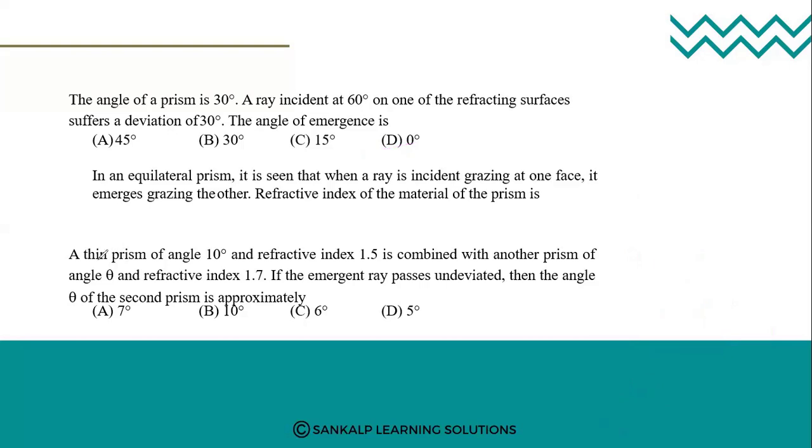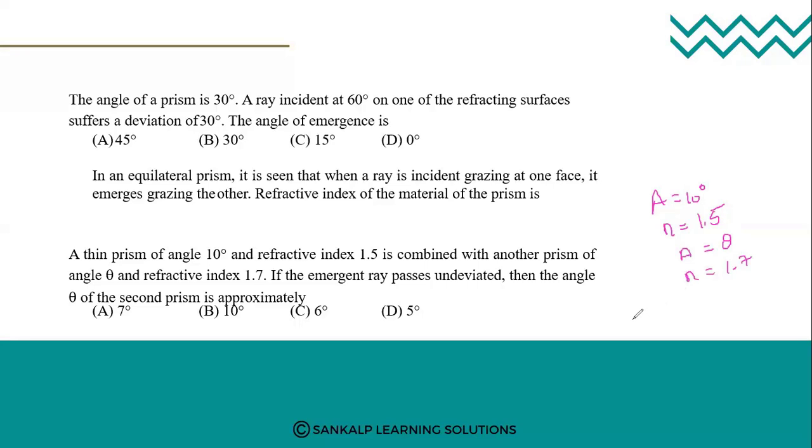Okay. Last question for today's class. See the last question. A thin prism of angle 10 degree. So the thin prism of angle is given as 10 degree and the refractive index is given as 1.5, combined with another prism of angle theta. So another prism is there whose angle is taken as theta and its refractive index is given as 1.7.